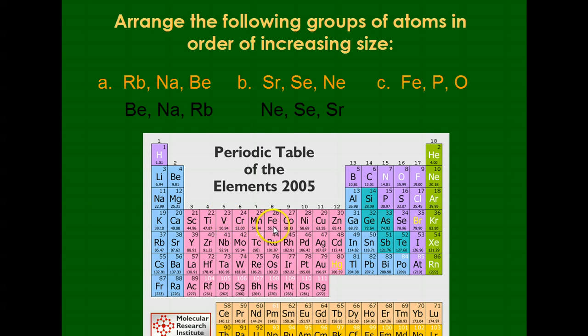Finally, I have iron, phosphorus, and oxygen. Same rules apply. Oxygen's furthest away, then phosphorus, then iron. And so iron will be my biggest and oxygen will be my smallest. You may want to pause here if you've not had a chance to write that down, or if you want to take any notes about what we were just talking about.